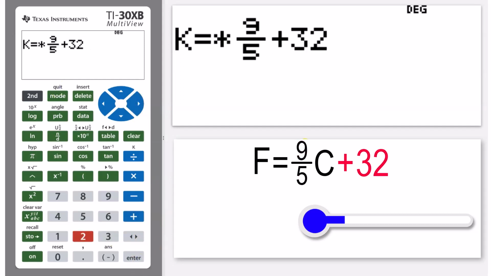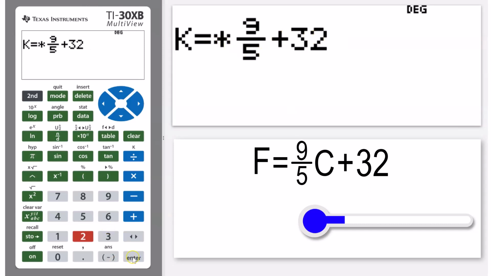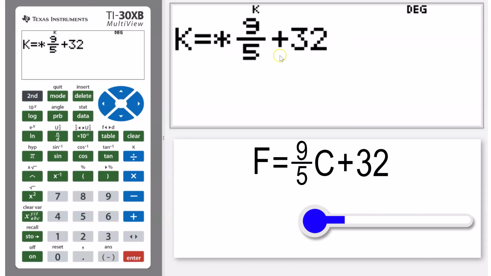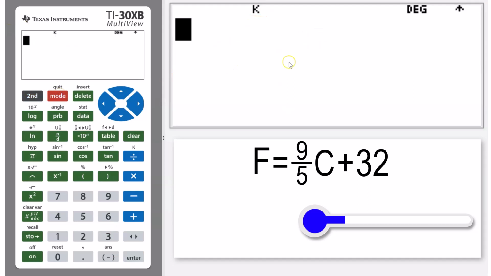Whatever value I type into my calculator, this constant function is automatically going to multiply that number by 9/5 and then add 32 to it. Pressing enter, you'll notice that k comes up at the top of the screen, and then I can press second mode to quit out of here, and that brings up my calculator screen.